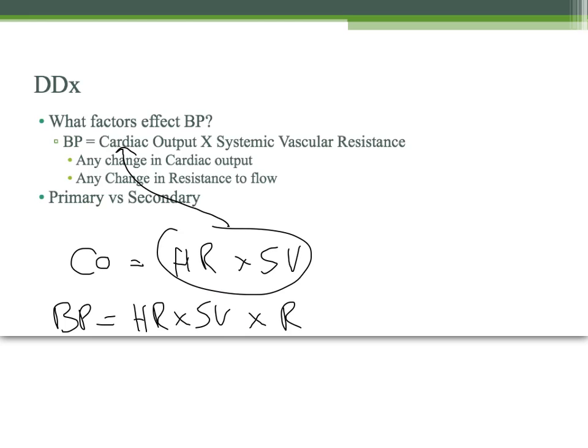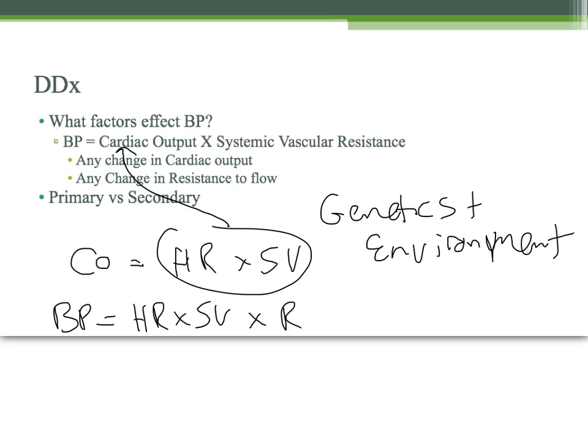And so anything that we could think of that would change the blood pressure is something that affects one of these things. And that's going to drive our differential. Now, there's two primary categories for hypertension. You have primary or you can have secondary. Primary meaning we really don't know what causes it. However, the theory is that it's a combination of genetics and environment. And the reason that we can say those things is because of the risk factors associated with it.